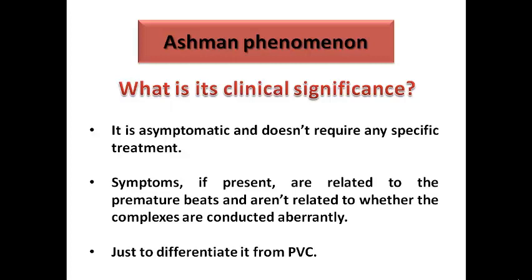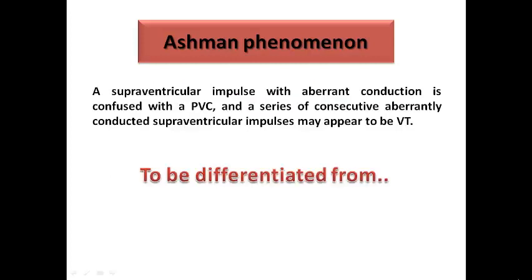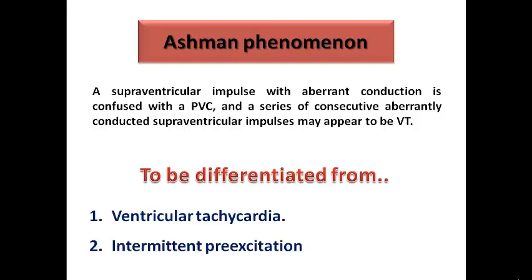And so the only problem with Ashman phenomena is to differentiate it from PVC, because a supraventricular impulse with aberrant conduction may be confused with a PVC. There is no problem if it appears once, but the problem is if they are repeated and there is a series of consecutive aberrantly conducted beats. You need to differentiate this from ventricular tachycardia, as it would be misdiagnosed as non-sustained VT, or you may misdiagnose this as intermittent pre-excitation, as you may think that the aberrant beat is due to anterograde conduction over an assumed accessory pathway. It is not intermittent pre-excitation and it is not non-sustained VT. It is just aberrant conduction caused by the Ashman phenomena due to the facts that we explained shortly.